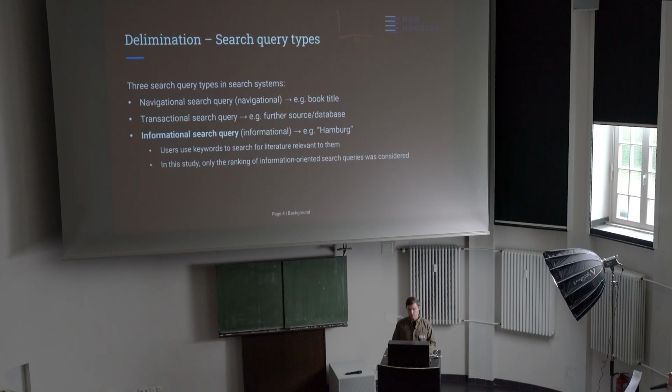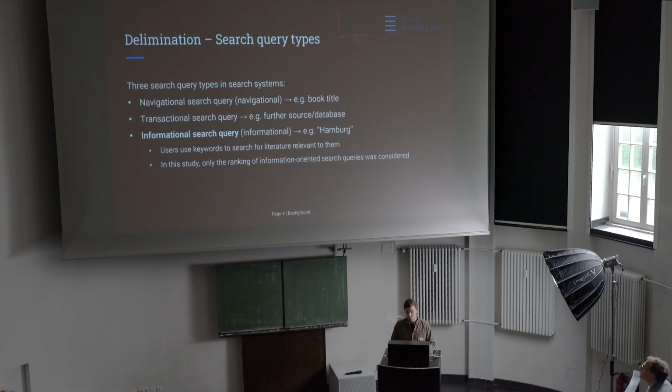To the background, there exist more or less 3 kinds of search query types in search systems. First, navigational search queries. That's when you look for a concrete book title, for example. That's called a navigational search query. Then you can look for further sources or databases. These kinds of search queries are called transactional search queries.